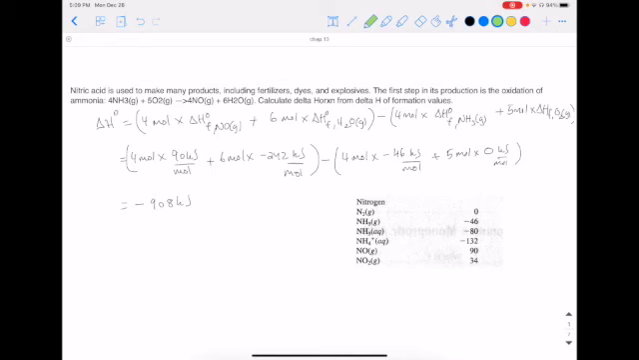So let's take a look at how to use that enthalpy of formation formula we just talked about to calculate the actual enthalpy of a given reaction. It's asking us to calculate delta H of reaction from delta H of formation values. You can see this question in your notes as well.